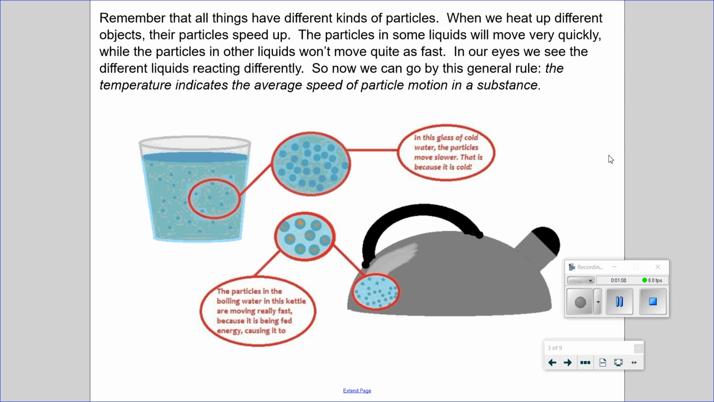So just to give you a quick visual of this, let's first start with a glass of cold water. The particles move slower. That is because water is cold. By contrast, if we look at this kettle here, the particles in the boiling water in the kettle are moving really fast because it's being fed energy. And so that heat, that thermal energy, is making the particles move even faster.